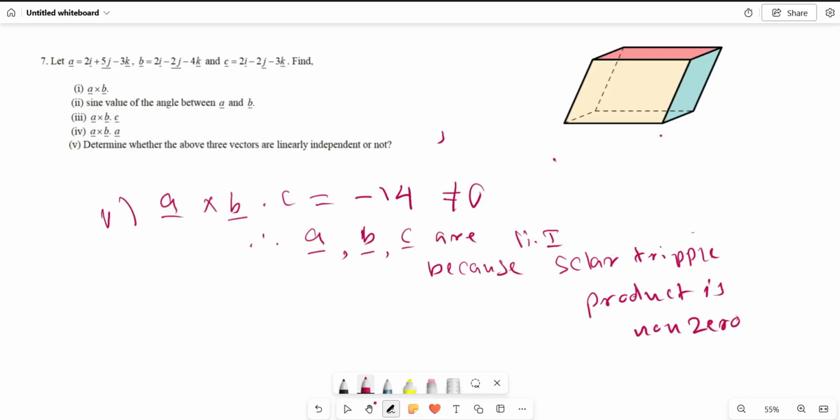If it is non-zero, it is describing this type of parallelepiped. That means it has a volume. So this is linearly independent. Okay, that's the thing you want to understand in this question.